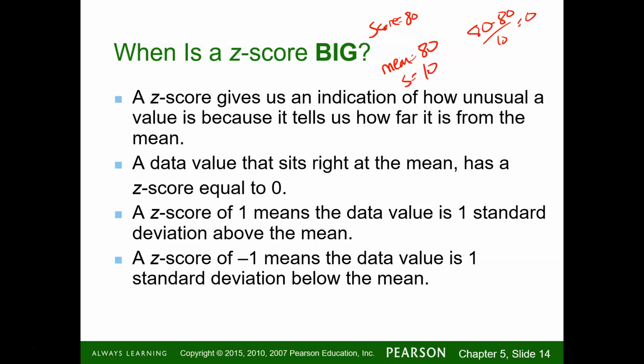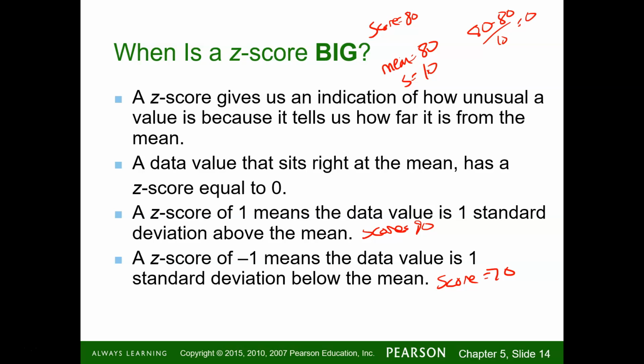A z-score of 1 means the data value is 1 standard deviation above the mean. So it would be like a score of 90. A z-score of -1 is 1 standard deviation below the mean. So the score would be 70. And like a 60 would be 2 standard deviations. A 50 would be 3. A 40 would be 4 standard deviations away from the mean. So that's how that works.